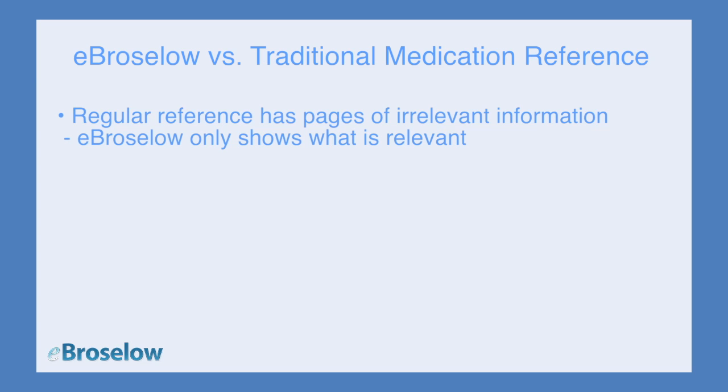eBroselow, on the other hand, is organized by not only the drug name, but also by the diagnosis and patient weight. The caregiver thereby sees only what is relevant for that patient. This saves time and prevents errors.